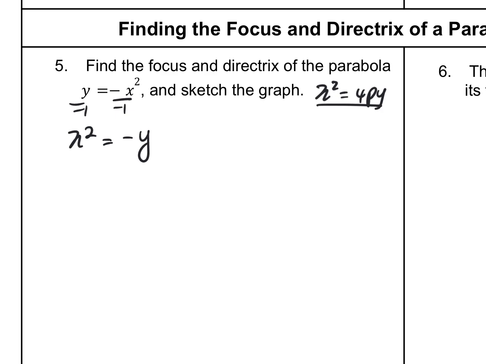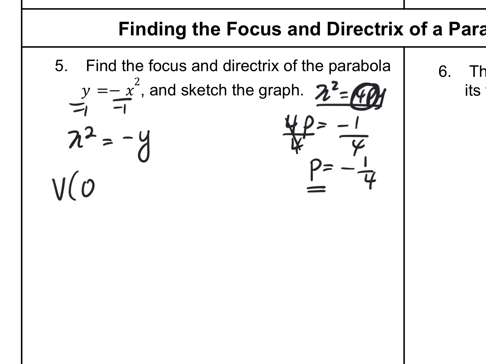In this case, we can see now that the value of 4p here is equal to negative 1. So we're going to find p here. 4p is equal to negative 1, so dividing by 4, our p here is equal to negative 1 over 4. What is this p all about? This is your focus. Since the vertex is located at (0, 0), the focus is located at (0, -1/4). That is where the focus is.